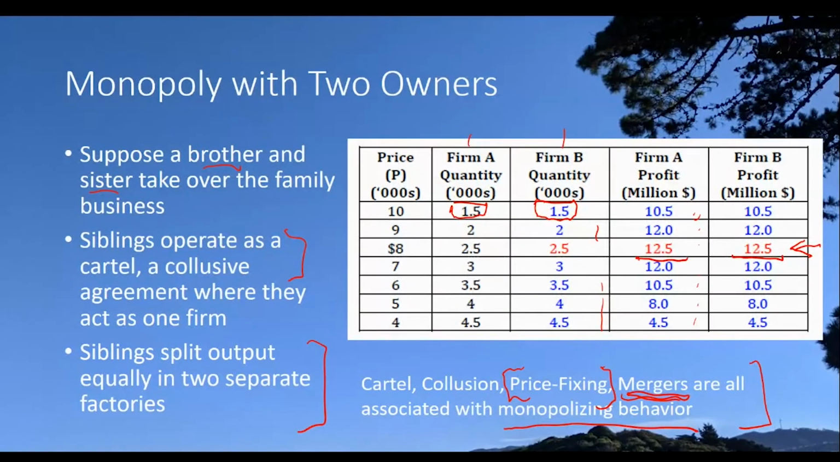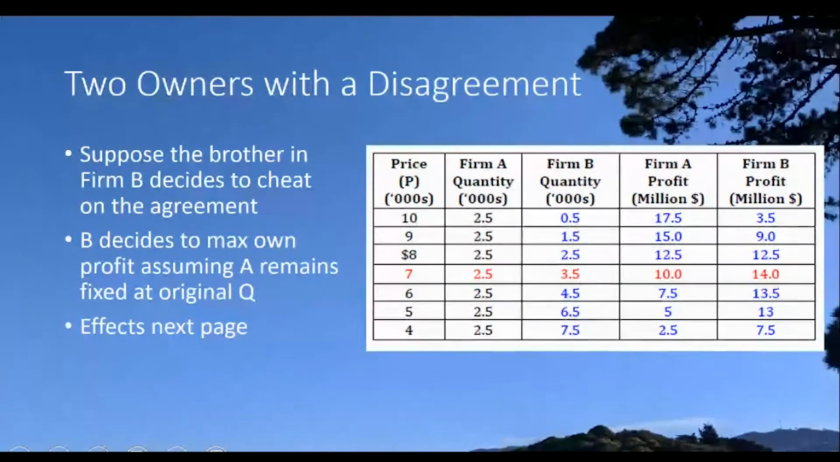So let's mix it up a little. Next step. Let's suppose that the brother and sister have a disagreement. All right, and the brother, being extremely angry with the sister for whatever reason, you know how sibling rivalries can go, decides that he's going to take it upon himself to do whatever he wants in his firm, and he's not going to collude or cooperate or talk with his sister about what should be produced.